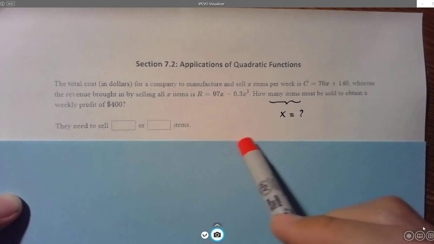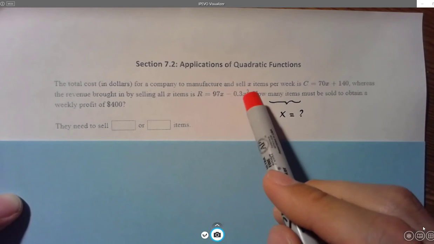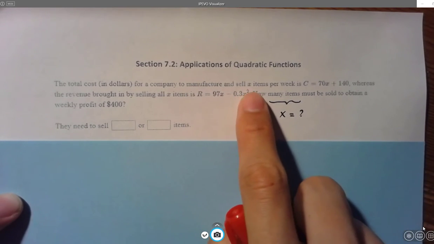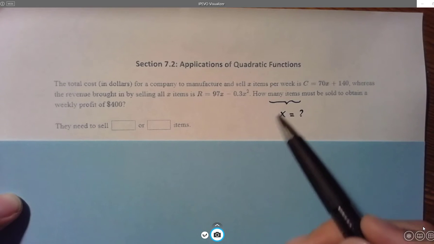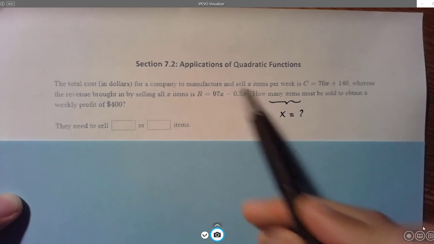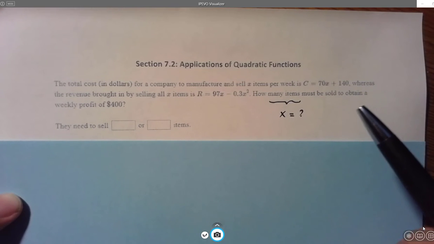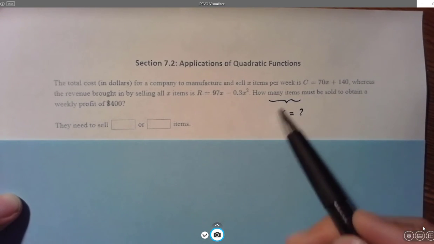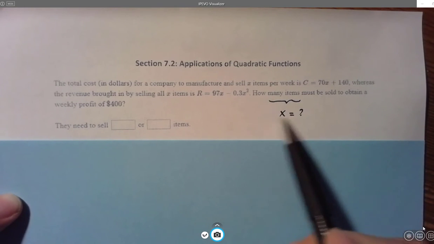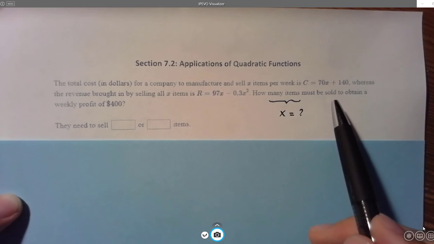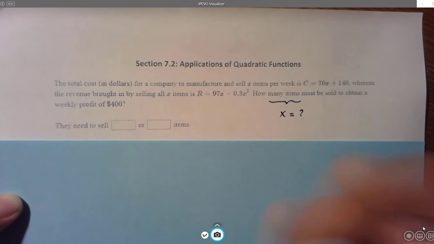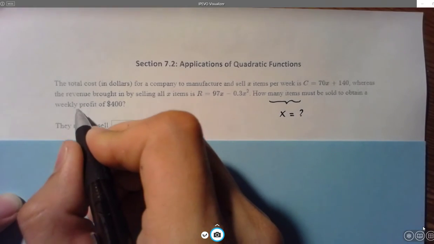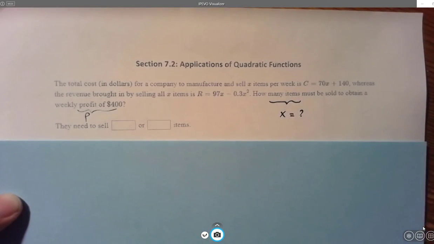Now, we see that the number of items in this problem is given by x, right? So x is the number of items. They ask you how many items, which is the value of x. So x should be the question mark, right? So we are solving for the value of x when the weekly profit is $400. We are given the fact that the profit is P, and P is 400.